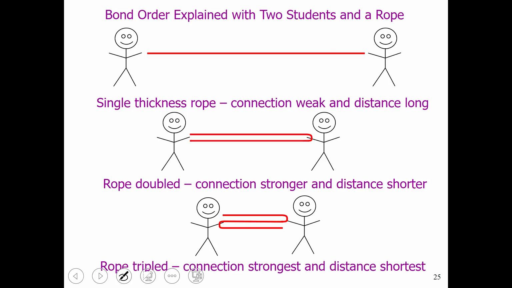Well, what if they folded that rope yet again? They tripled the rope. As you can see, they would have the strongest length of rope between them and the shortest distance. So I think you can see, single bond, double bond, triple bond, stronger and shorter as we up the bond order.